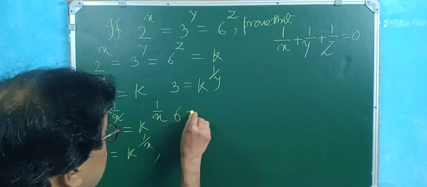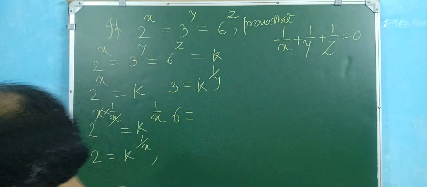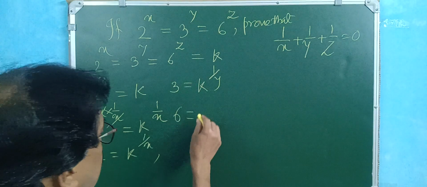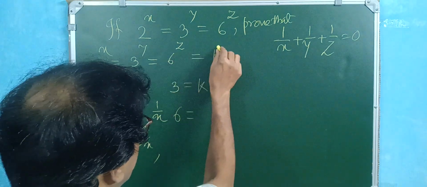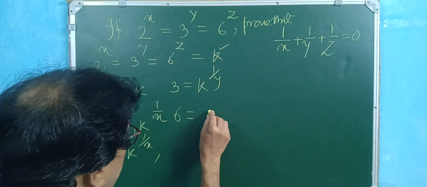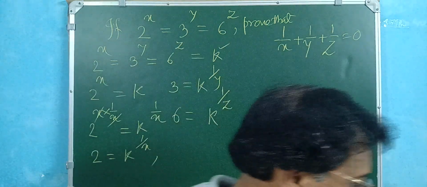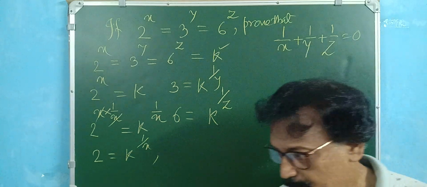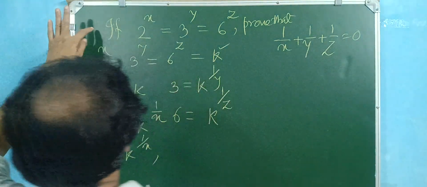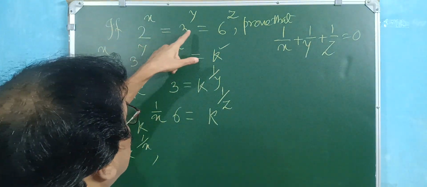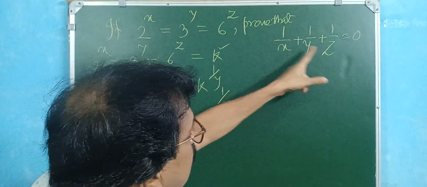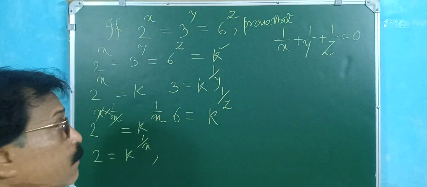And in case of 6, 6 to the power z is equal to k, so 6 is equal to k to the power 1 by z. You write in this way. No problem. First one: if 2 to the power x equal to 3 to the power y is equal to 6 to the power z, then prove this. Okay, no problem at all.